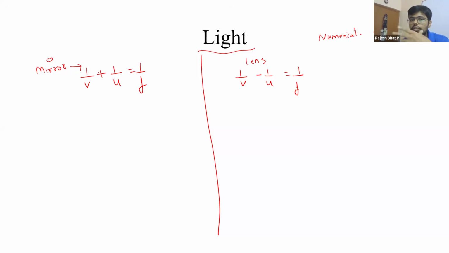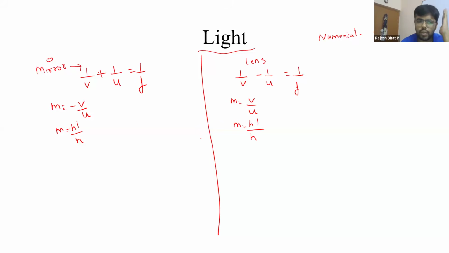VUF, you remember this. Next, the magnification formula. It is minus V by U for mirror, and here it is V by U for lens. Next, one more magnification formula, which is always the same: H dash by H. I'll tell what H, U, F are, everything. One more thing you should know: for both of them, common is R is equal to 2F.